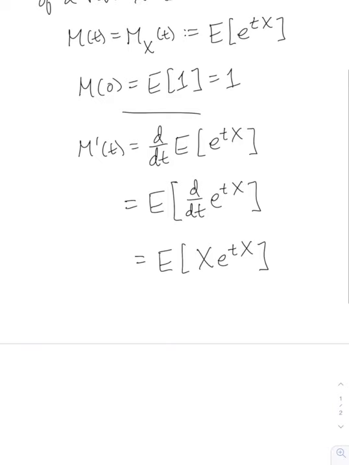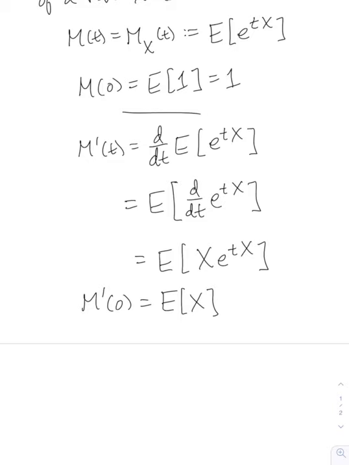And what's useful about that is that M prime of 0, if you plug 0 into there, e to the 0 is 1, you get the expected value of X. So if you know the moment generating function and you can compute the derivative at 0, that gives you the mean of the random variable in question.